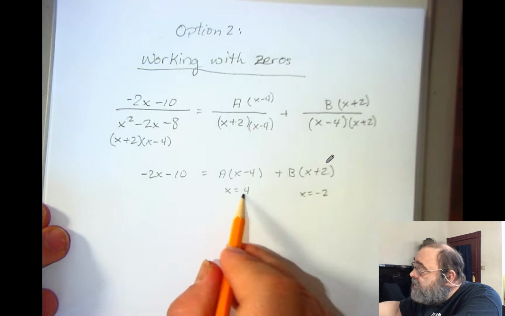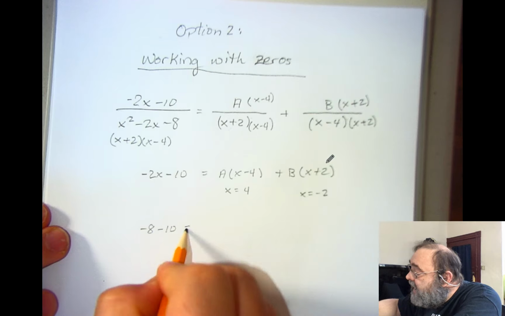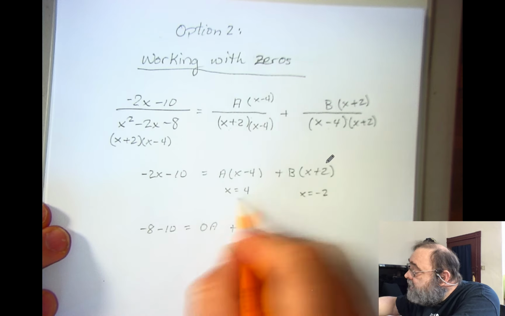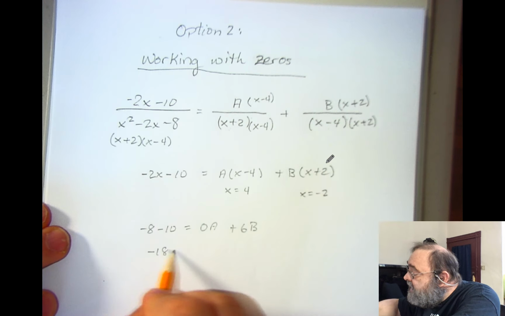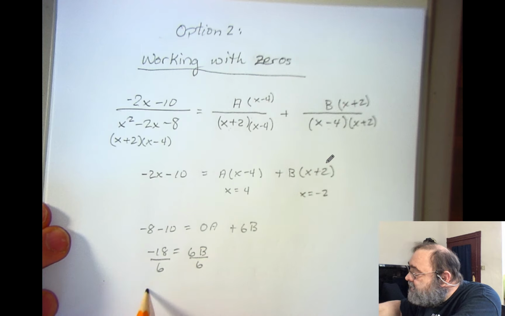So let's start with x equals 4. This is giving me negative 8 minus 10 equals 0a plus 6b. And I end up with negative 18 equals 6b. Dividing both sides by 6, I get negative 3 equals b.